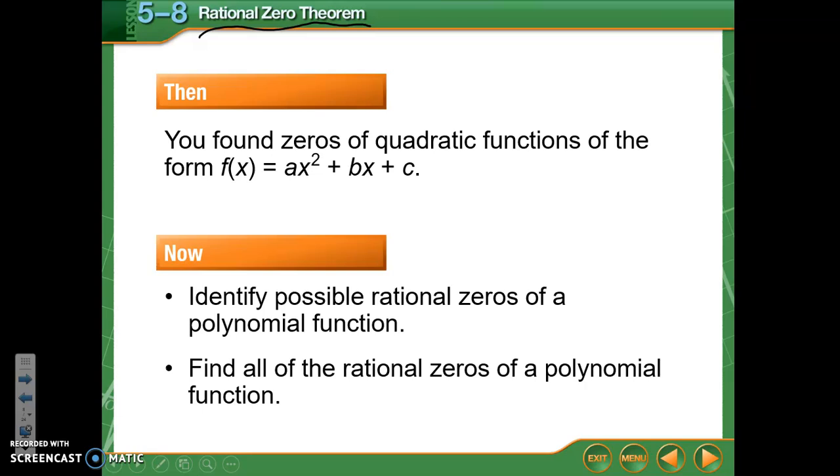And we've talked about solving by factoring. We've talked about solving by several different ways. We've talked about graphing. We've talked about end behavior. And this is just another way to be able to find out some possible zeros of polynomial functions. So notice we're going to identify possible rational zeros, and then we're going to find all of the rational zeros. Remember that rational numbers are not imaginary numbers, they're real numbers that can be written as fractions. So they include fractions and integers.